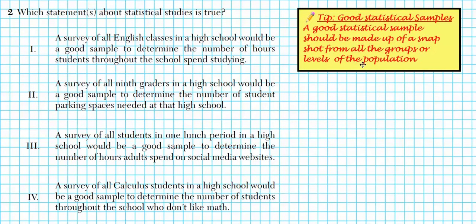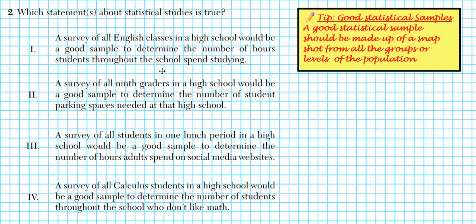Now, when you want to sample a population, a lot of populations are made up of groups or levels. For example, we have different ages or different classes or different races. So those are the groups within the population. So a good sample should be made up of a snapshot of each group or level within that population. Okay, so this problem has to do with schooling, most of them.